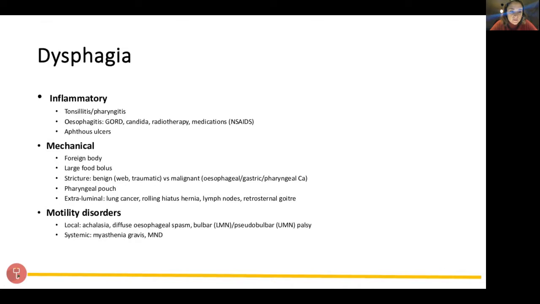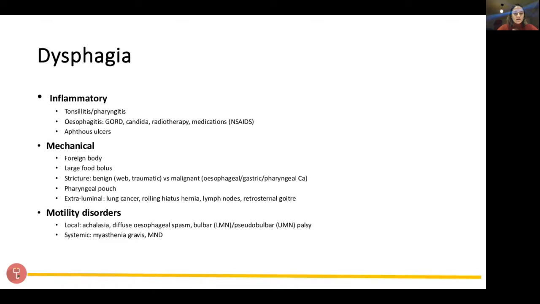Mechanical causes of dysphagia would be something like a foreign body, obviously that's disrupting the lumen of the bowel. If you've got a stricture, such as a malignant or a benign stricture, that would cause obstruction, obviously. And then you can get compression from the outside, extraluminal, such as lung cancer, a rolling hiatus hernia, enlarged lymph nodes, etc. And then achalasia fits under the motility disorder causes of dysphagia.